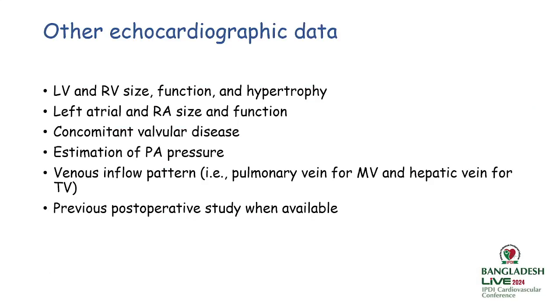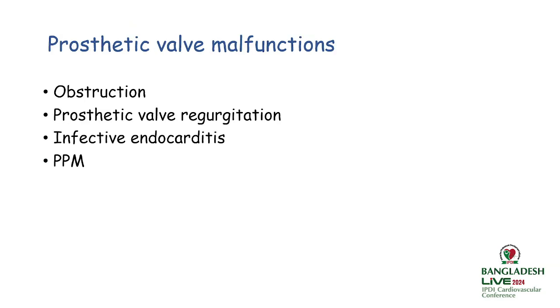We should also give our attention to LV and RV size, function, and hypertrophy, left atrial and RA size and function, concomitant other valvular disease, estimation of the PA pressure, venous inflow pattern, pulmonary vein in case of mitral valve, and hepatic vein for tricuspid valve, and previous post-operative study when available.